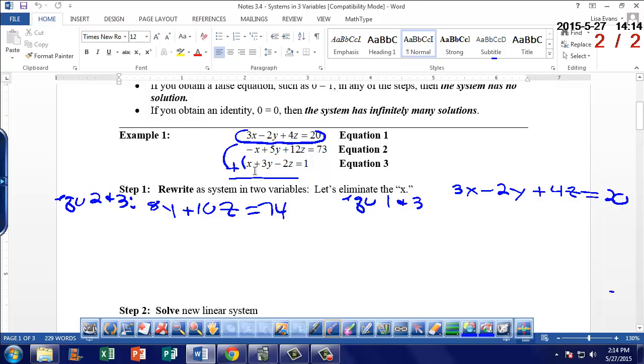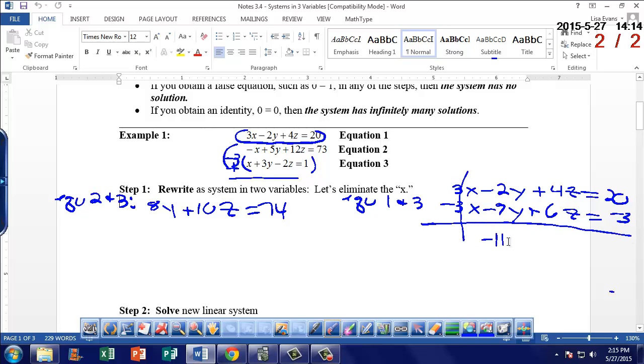And I'm going to take the third equation and multiply through by a negative 3. Again, please make sure you multiply all the way through, all 4 terms. So negative 3x minus 9y plus 6z equals negative 3. Once I add these together, my x's eliminate, so I have negative 11y plus 10z equals 17. Now, I have this equation and this equation. Now we have a system of equations with 2 variables.